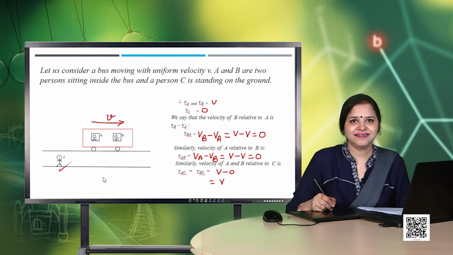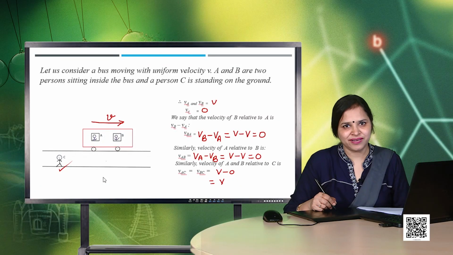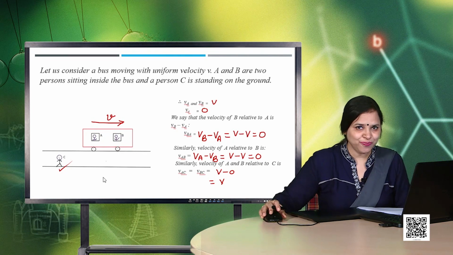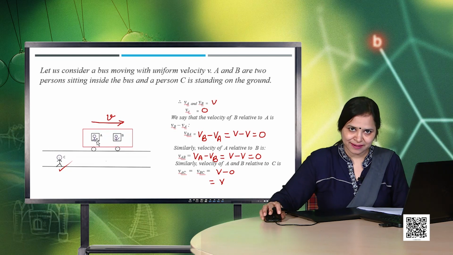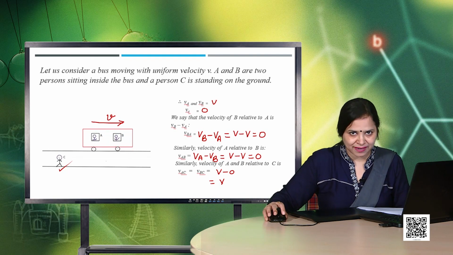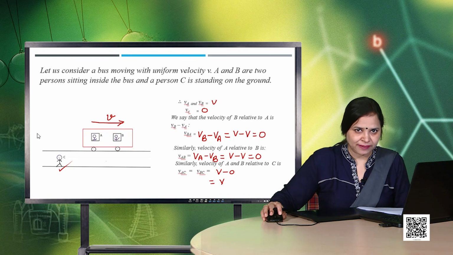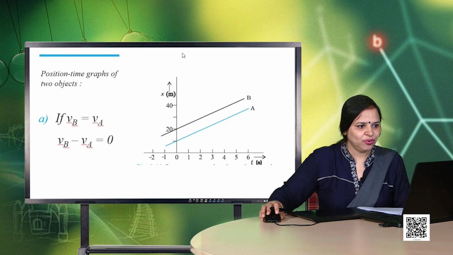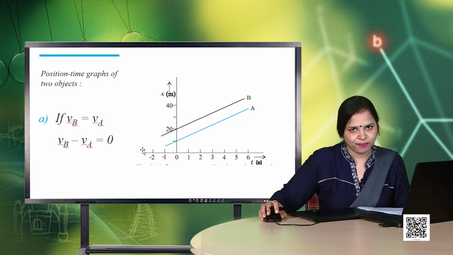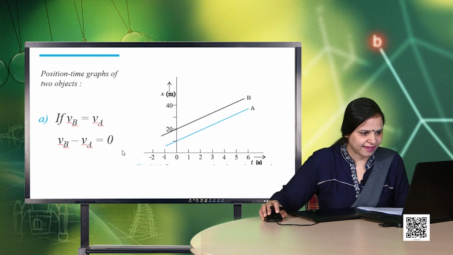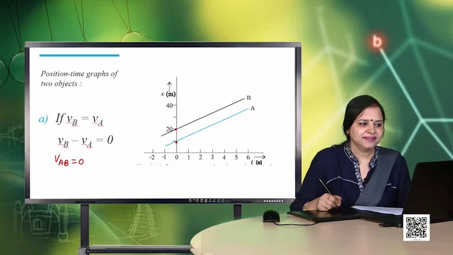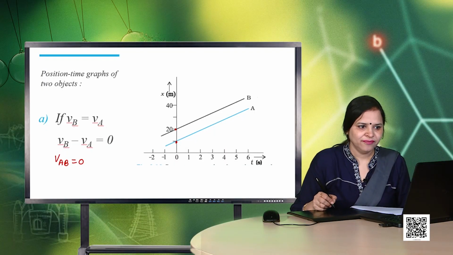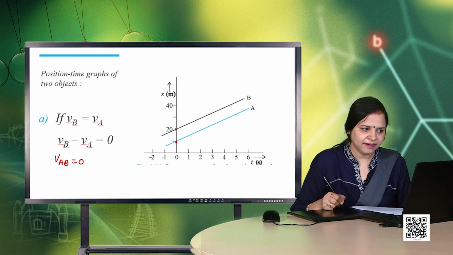Now, let us consider the same situation graphically, wherein we will try to plot the motion of these two passengers A and B who are moving in the same bus with a velocity V. So, if we plot a position time graph, this kind of pattern will be obtained. Let us analyze this xt graph. Here we see that the relative velocity of A with respect to B, or the velocity of B relative to A, both are 0.